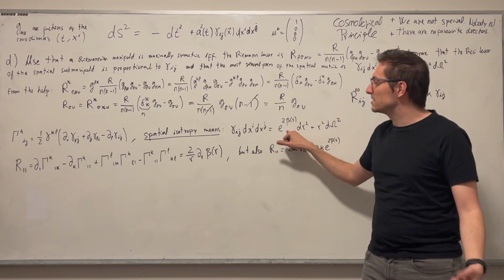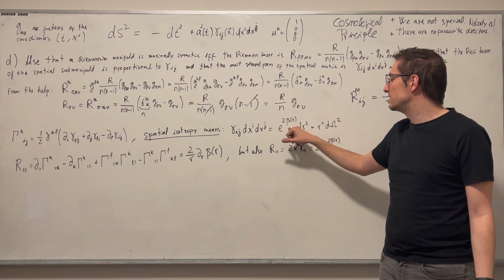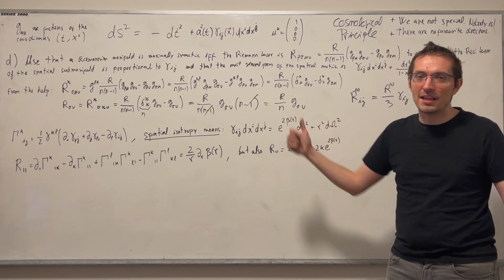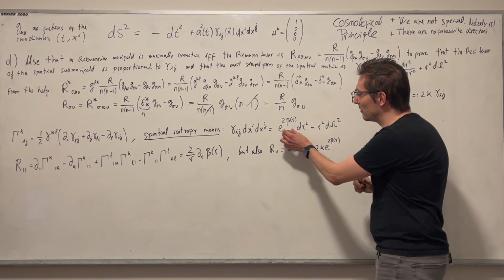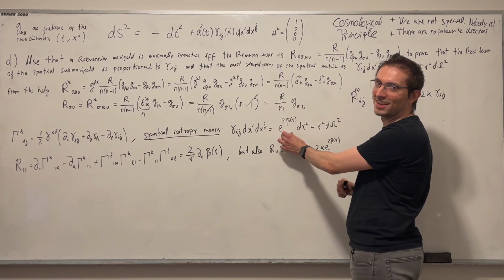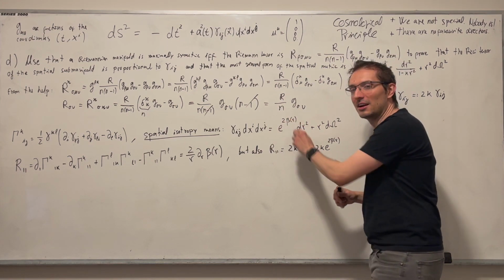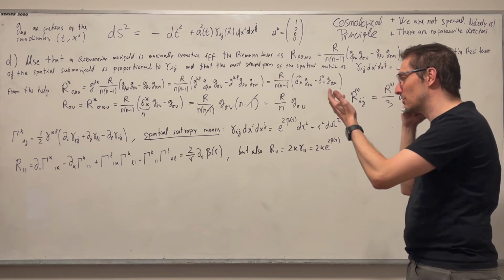Now, why do I express it as an exponential? Well, because I don't want it to change signature. It's a spatial metric. The signature is plus, plus, plus. So that reflects that this coefficient will always be positive. Why do I put a 2 there? It's convenient. I don't have to, it's just convenient.